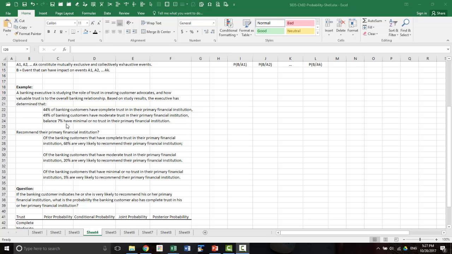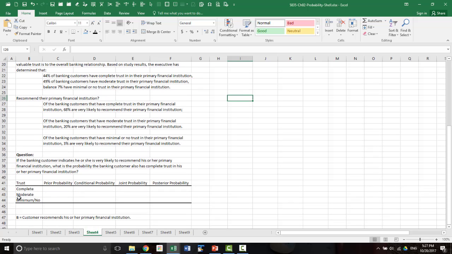When it comes to trust, there are three possibilities, and that collectively exhausts all possibilities. They are mutually exclusive because you cannot have complete trust and also moderate trust. So the prior probabilities are now given: 44%. Remember, the percentage sign doesn't mean the content of the cell is 44. Excel displays it as a percentage, but the cell content is 0.44.